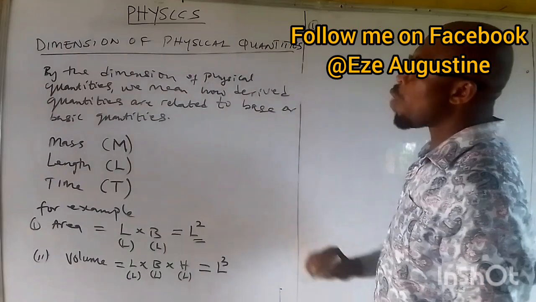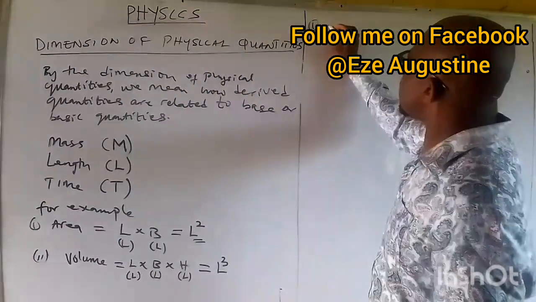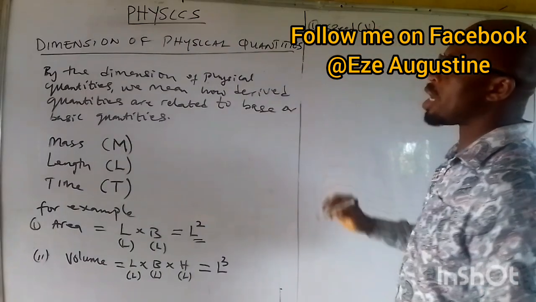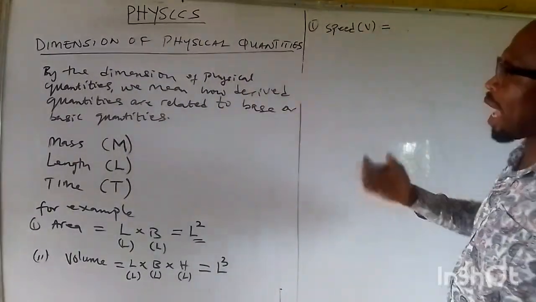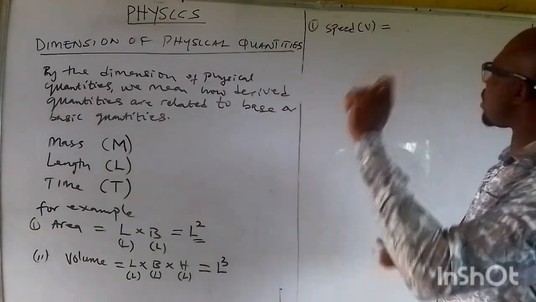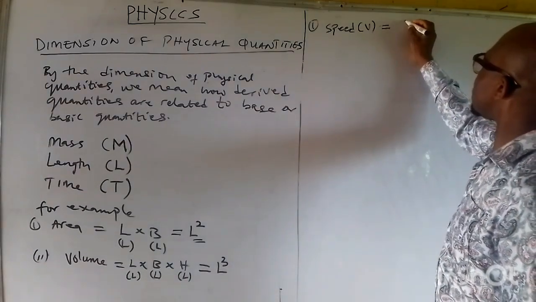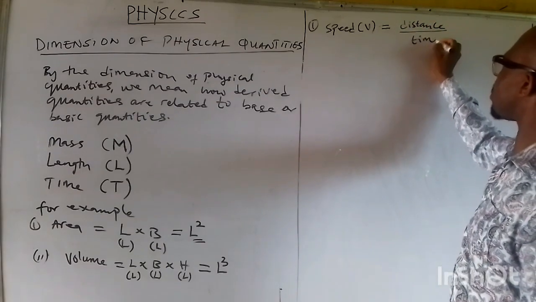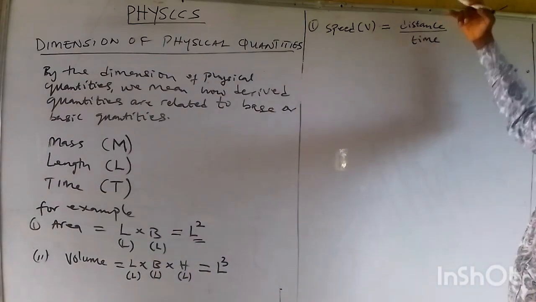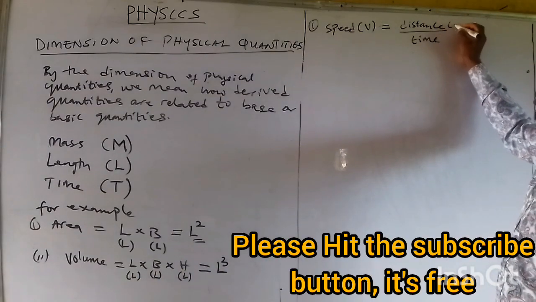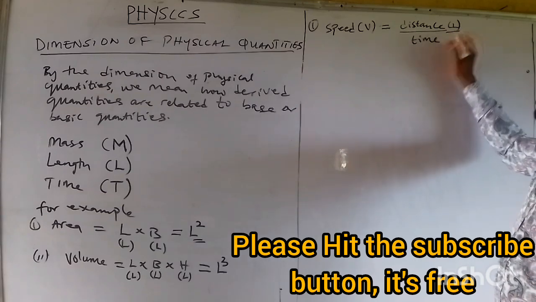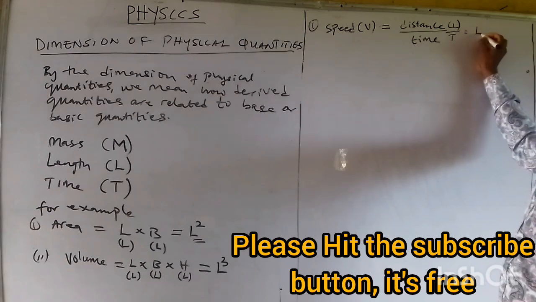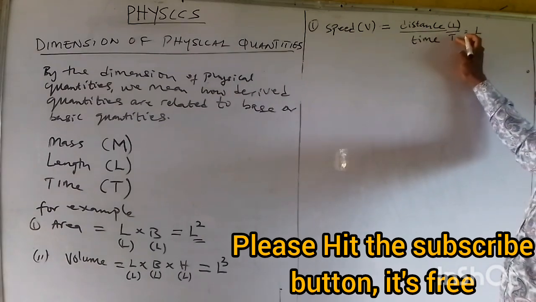Number 3, we can have speed, which is represented as V. The first thing you do is write the formula. Speed is expressed as distance over time. Now, the dimension for distance, just as we said, is L. The dimension for time is capital T. Therefore, we now have L over T.